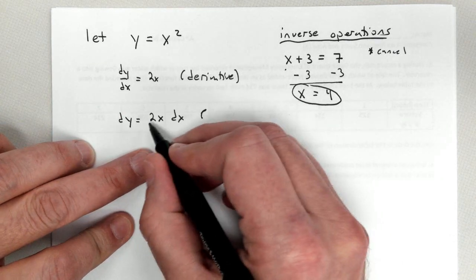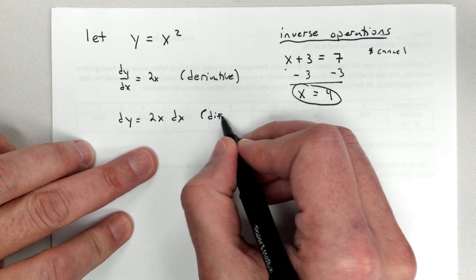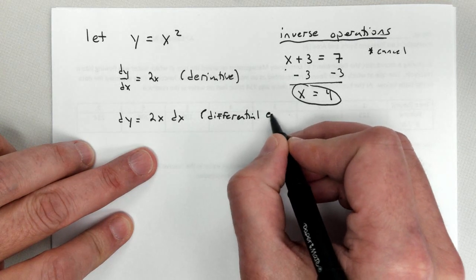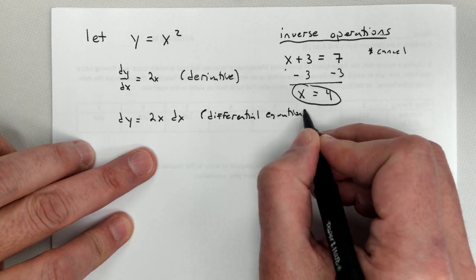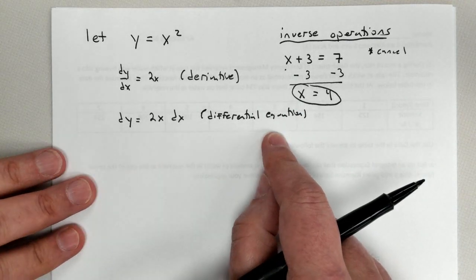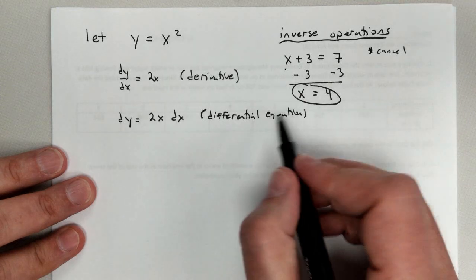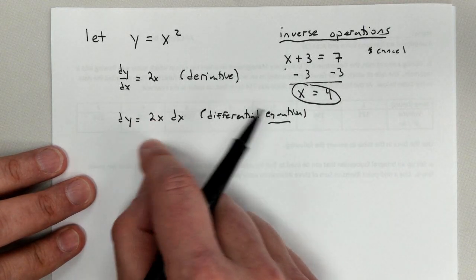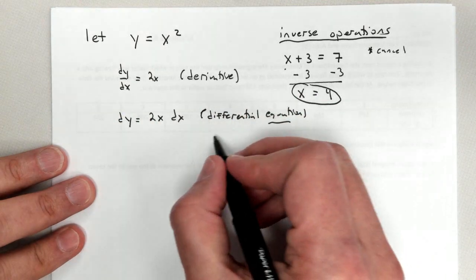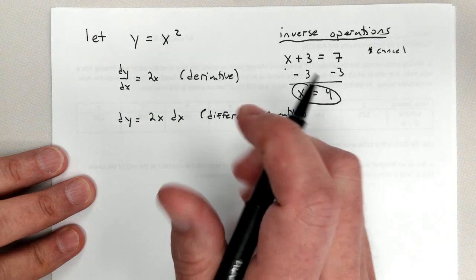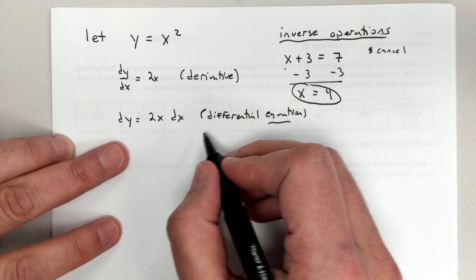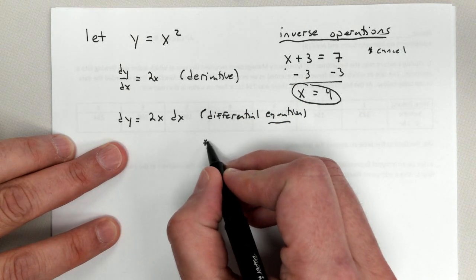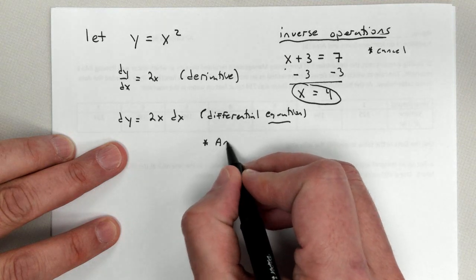This has a very special name, though. This is what we call a differential equation. And we're going to talk more about this in just a few minutes, what exactly a differential equation is. But because this is an equation, we can solve it. So we have to undo this derivative. We are going to undo the derivative by using its inverse operation. And to do this, we use what's called an antiderivative.